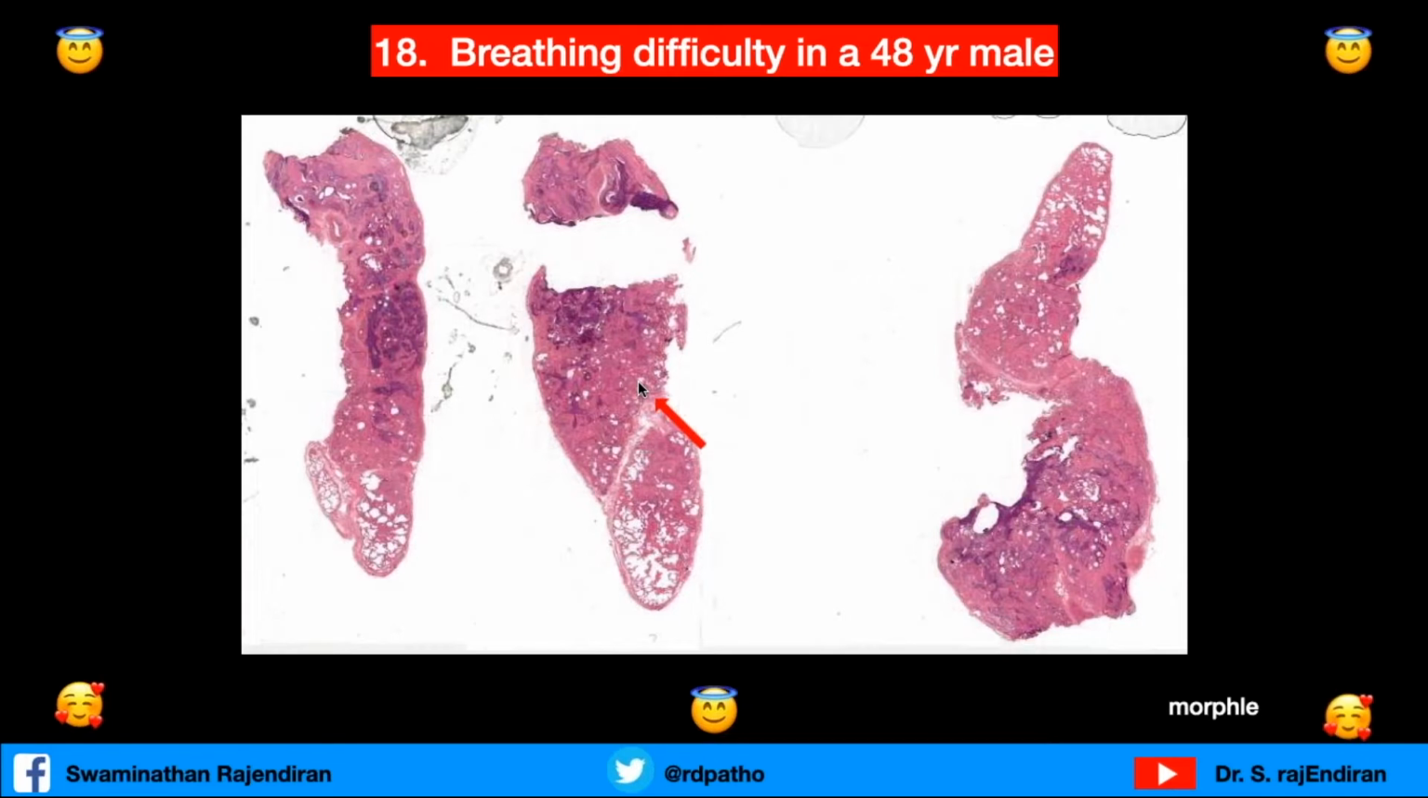Now I'm going to the cases, and I think you all will love it. I'm not going in order. I'm skipping the order of the slides which I have given, just to take it into the pattern analysis.